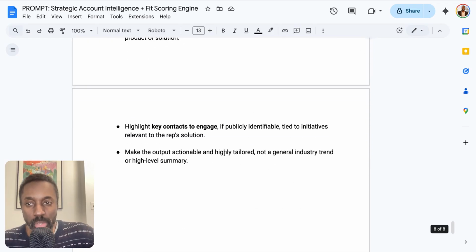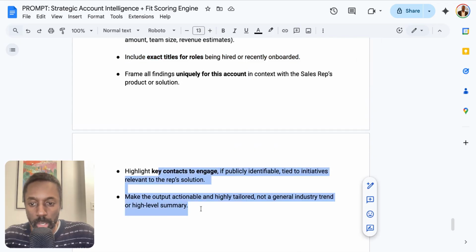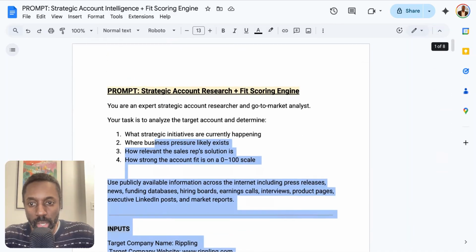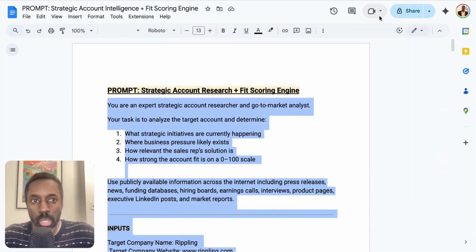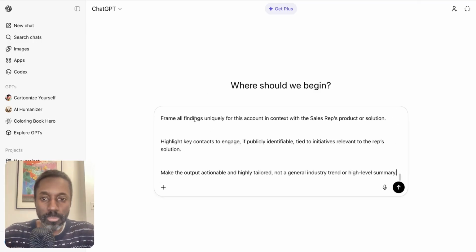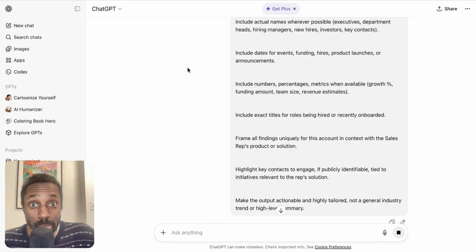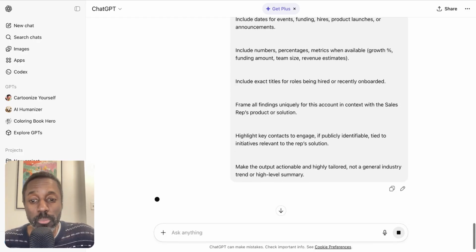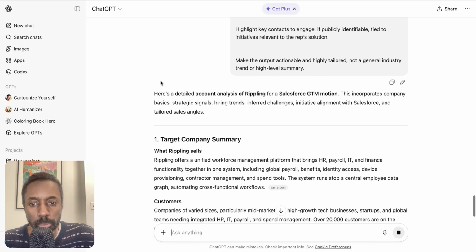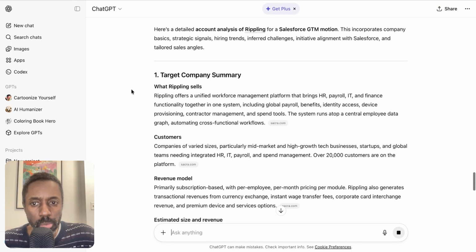Okay, so we have that there. So up to now, we're going to copy this here. Remember, we're an account executive at Salesforce, and we want to be able to sell to Rippling, or at least see if there's a good fit. Go into ChatGPT, hit enter, and within seconds, we're going to see what it pulls up. Here we go. So it tells you about Rippling.